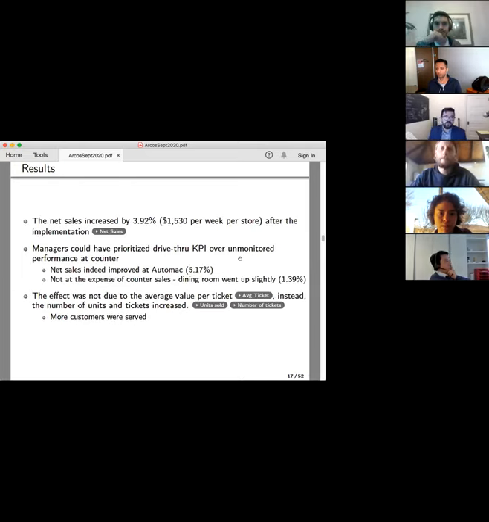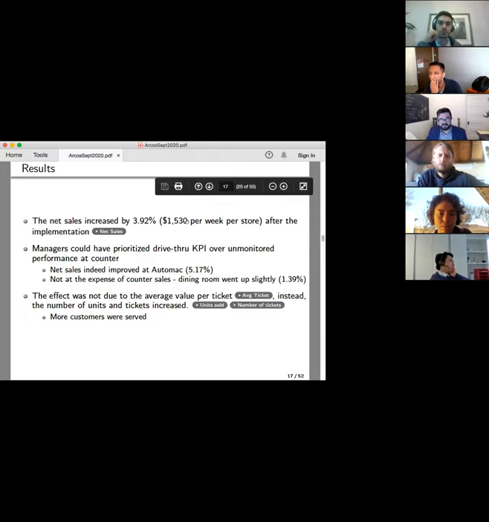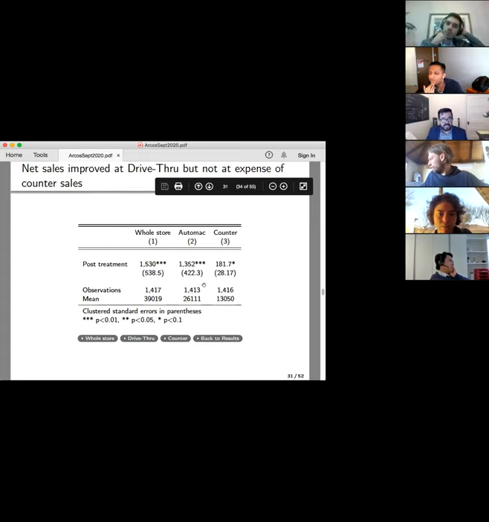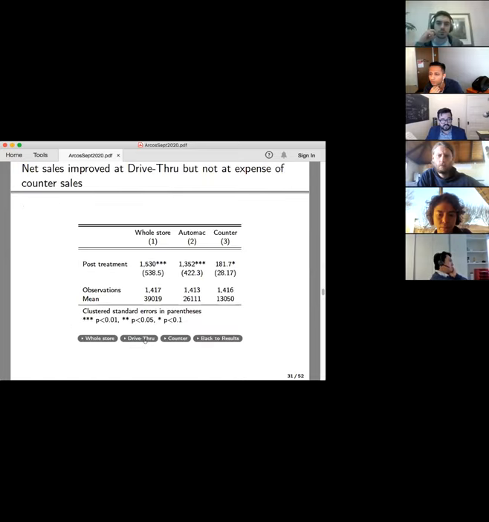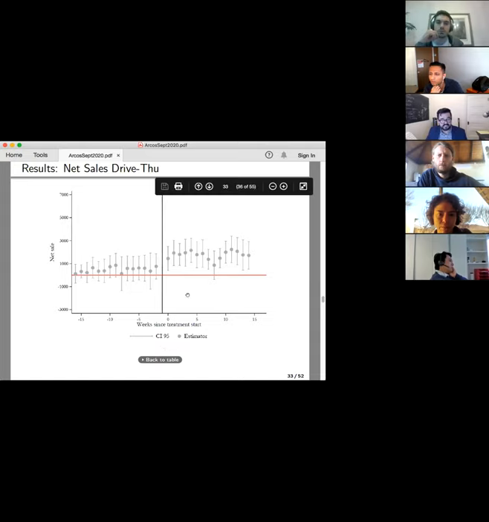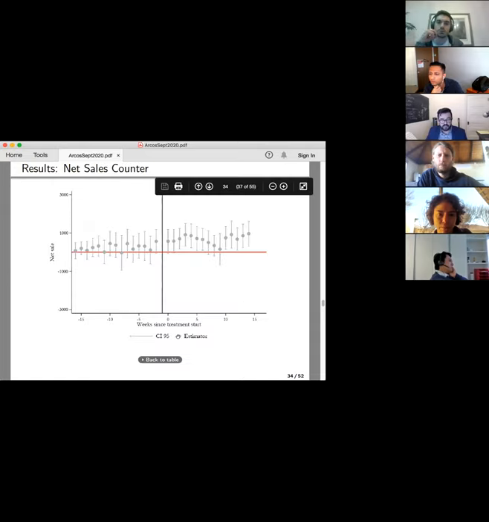Okay, let me show you the results. So net sales increased by 4%. This is close to 1,500 per week per store after the implementation, right? Of course, remember that the effect was stronger for the automatic, but also the mean for the automatic is higher, right? And here I have the event study for the whole store, and the event study for the net sales at the drive-through and at the counter, right?